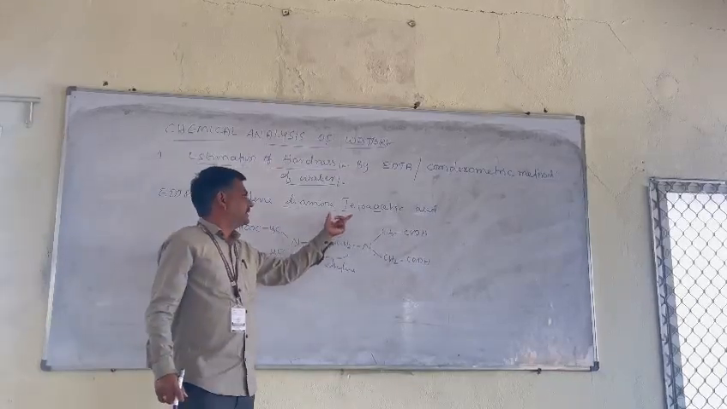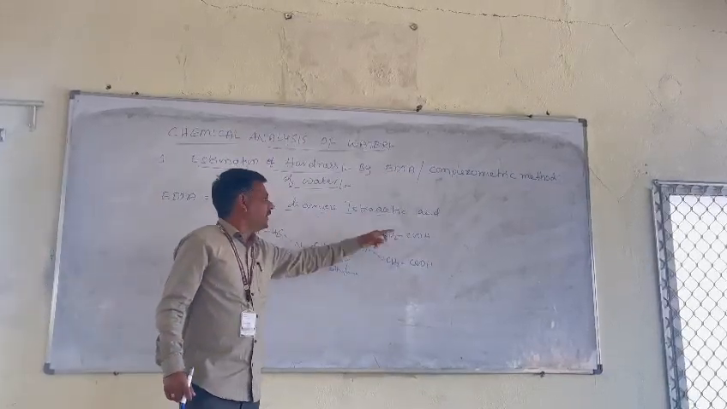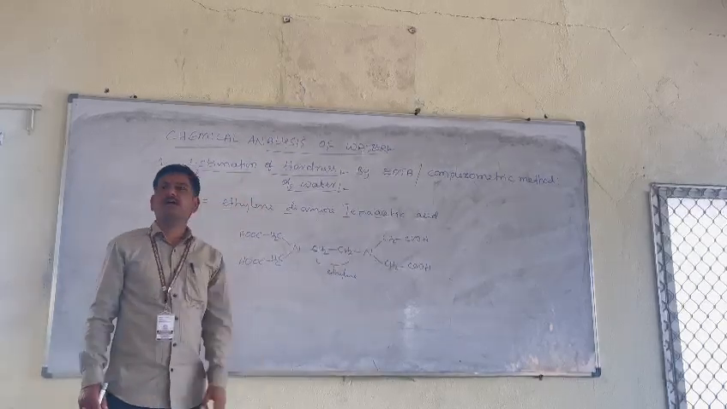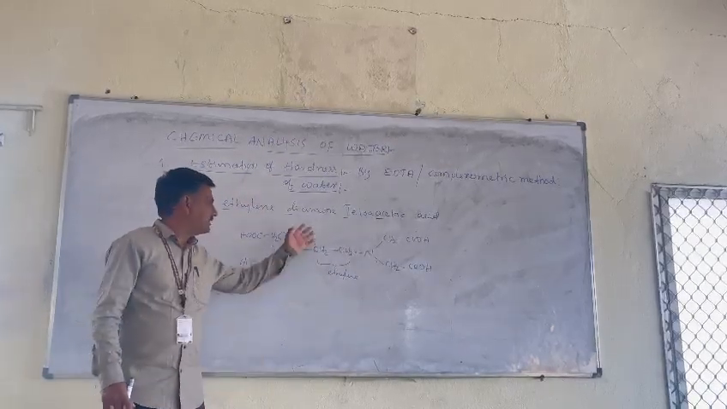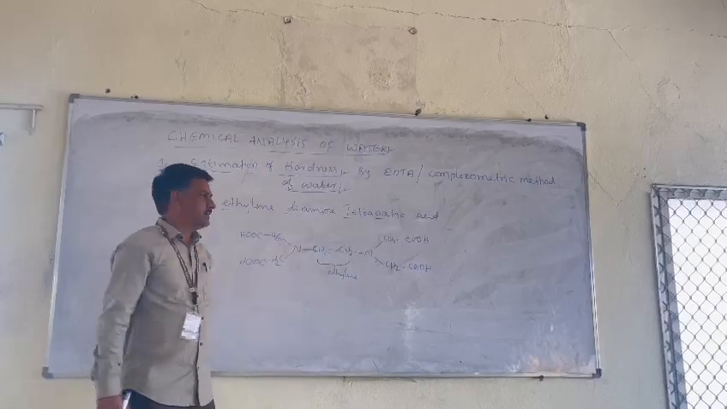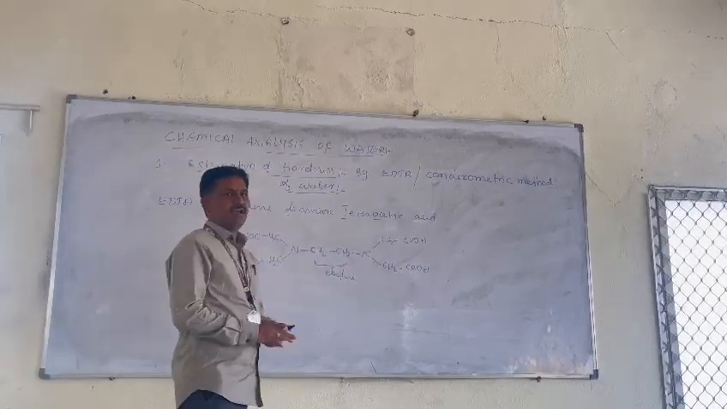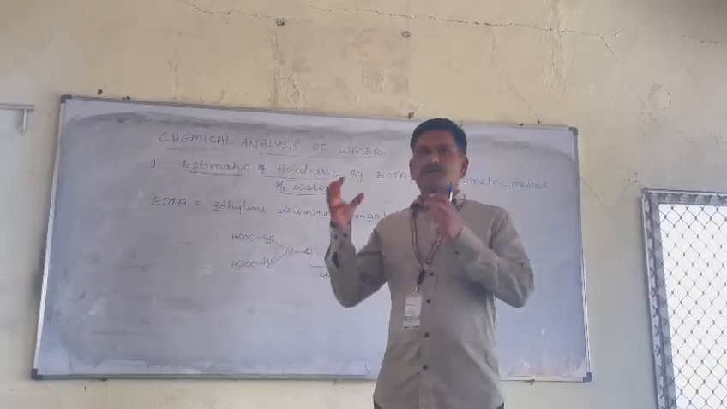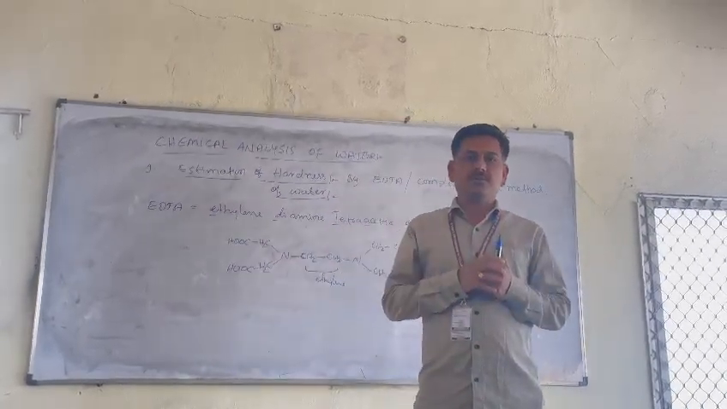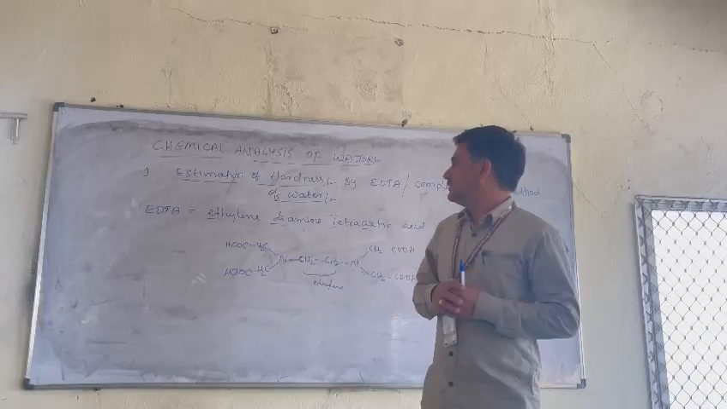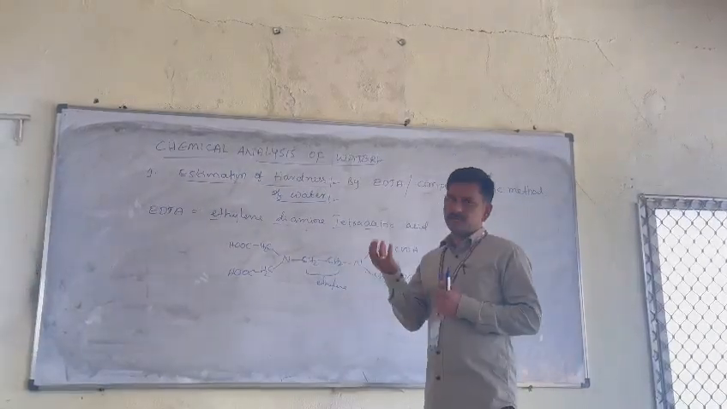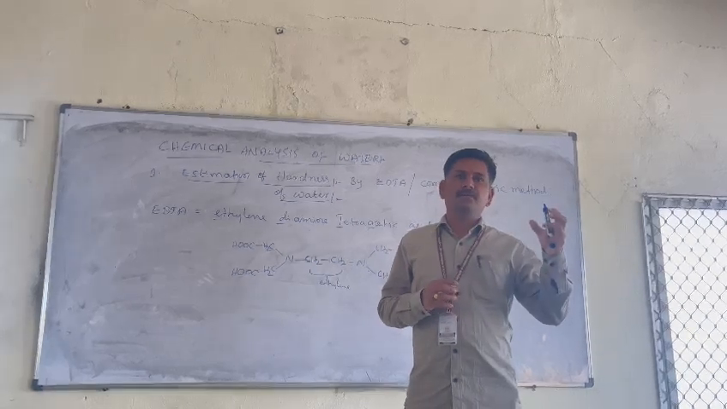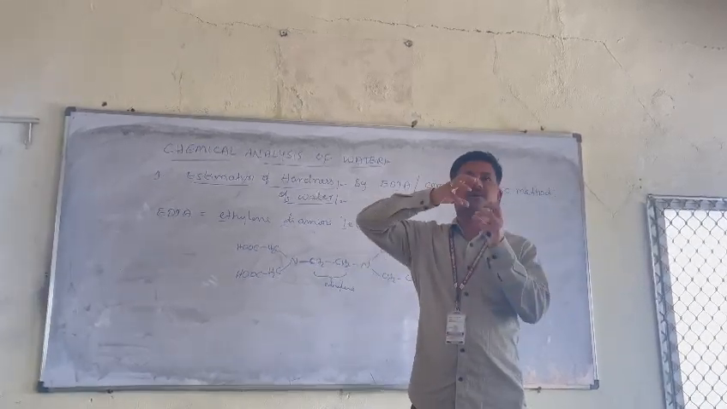It is named as a diamine, and 4 acetic acid groups is named as tetraacetic acid. So that's why it is called EDTA. It is a ligand. We discussed ligands in coordination compounds: a ligand is any substance that can donate electron pairs to the metal atom and form a complex compound.